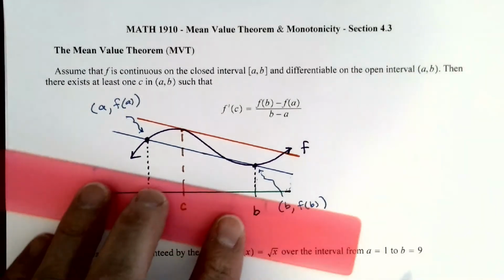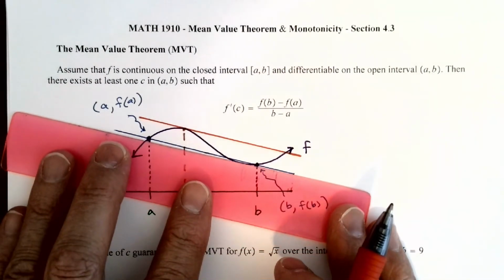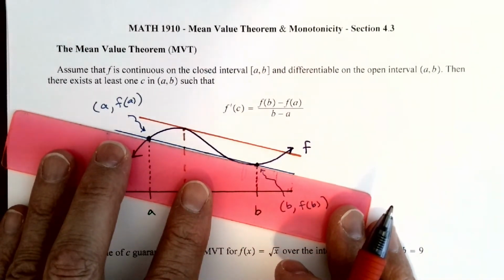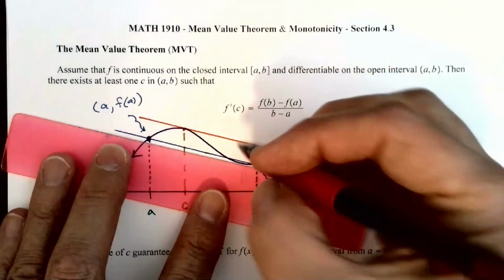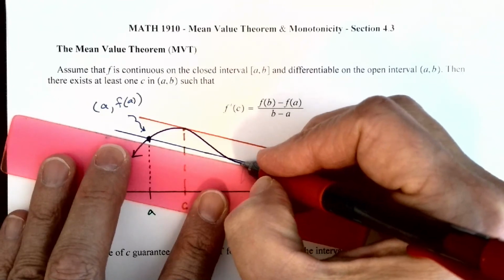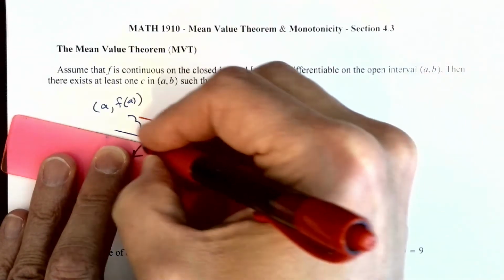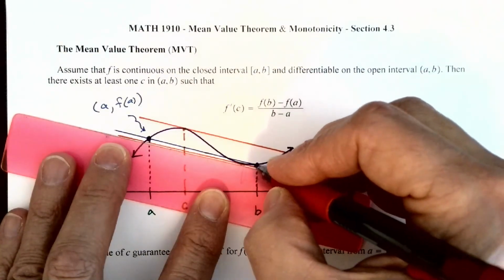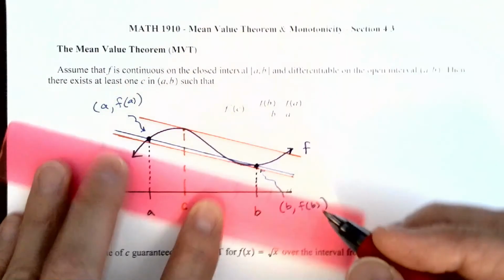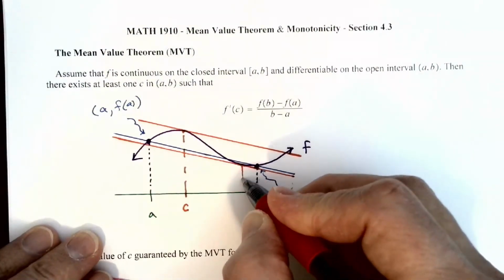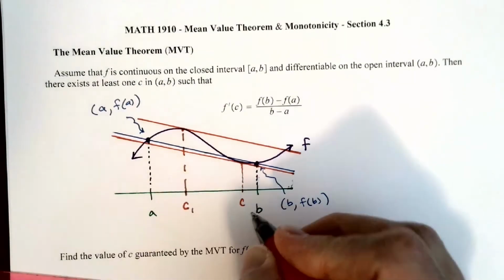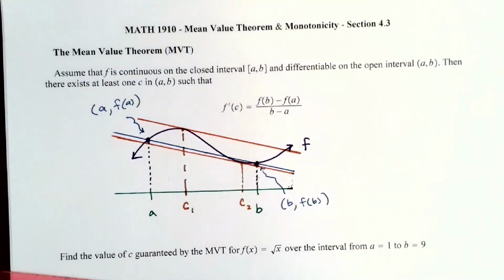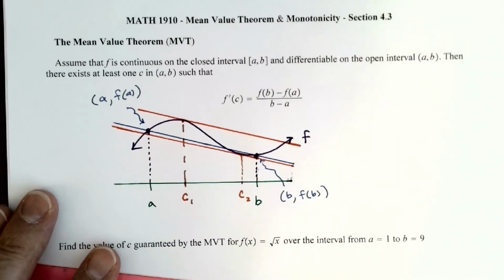Notice there's another value of c, because if I were to draw parallel lines to this one going down just a little bit, notice I hit the graph of the function. I'm tangent to it right about there, just a little bit. Probably didn't draw that the best. There we go. So right there, there's another c value. We'll call this C1 and C2, right? They're different c values, but there's at least one c, and we've got two in this instance.